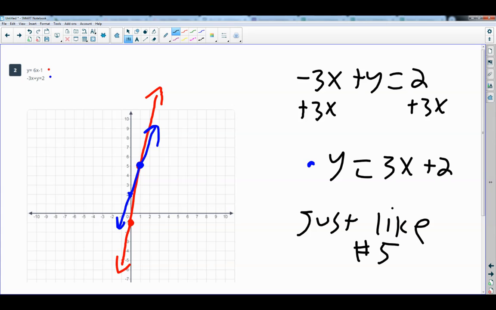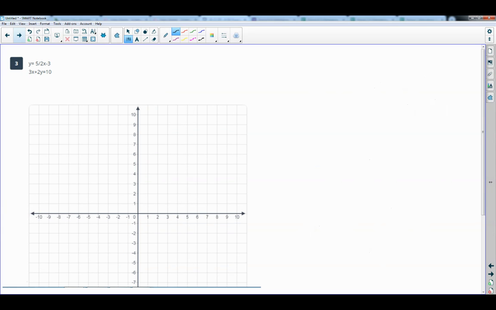All right, and the last one I'm going to do with you, number 3. Again, the first one we're able to graph just on its own, starting at negative 3, counting up 5: 1, 2, 3, 4, 5, and over 2. And again, I will make the ugly line here. There we go. And remember, it does it for you on Edulastic. I'm just kind of doing it by hand because it's easier for you guys to see.